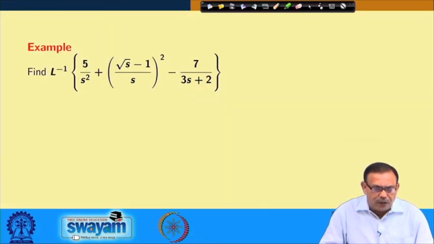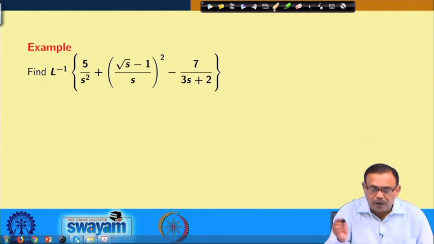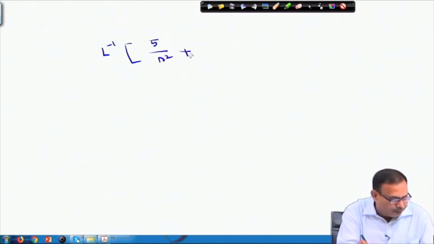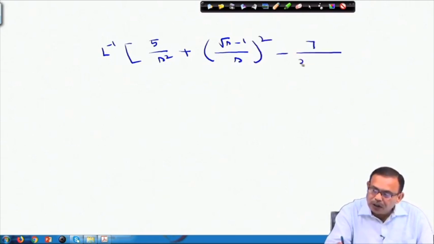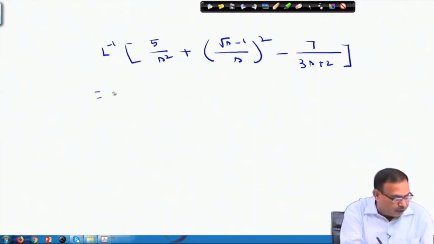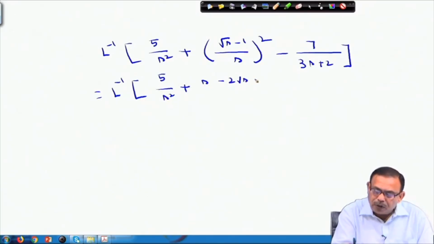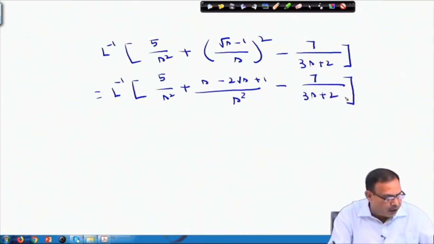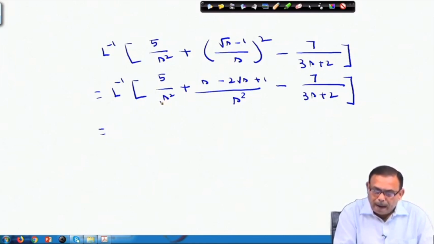Now, let us try to find the inverse Laplace transform of this particular function: Laplace inverse of 5 by s square plus root over s minus 1 by s whole square minus 7 by 3s plus 2. First I can write this as Laplace inverse of 5 by s square plus, breaking it, s minus 2 root s plus 1 by s, minus 7 by 3s plus 2. Once I write this, I can break it into parts: here 5 by s square is there, another one will be s square.